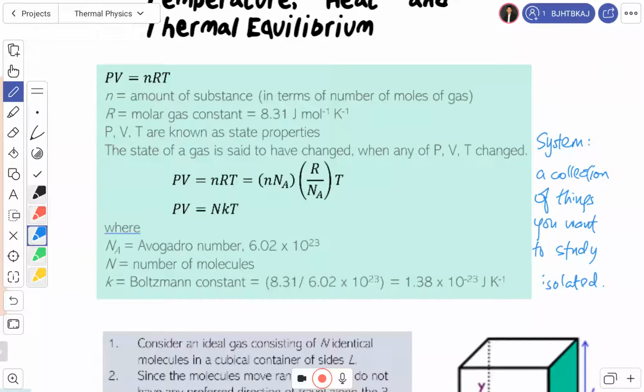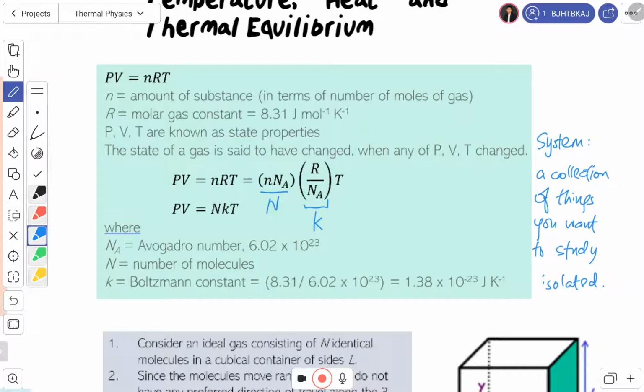So we do some manipulation. How do you get the number of particles from the number of moles? Simply, you times the Avogadro number. Times the Avogadro number gives you the number of particles, so this turns into N. But then you can't just times it out of thin air. So if you want to times it, you need to divide by it. So we group the R, the molar gas constant, with N_A as well. So this turns into a new constant called the Boltzmann constant. Essentially, you can see the math below is 8.31 divided by the Avogadro constant.